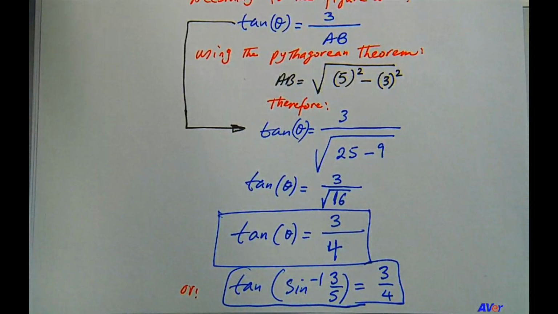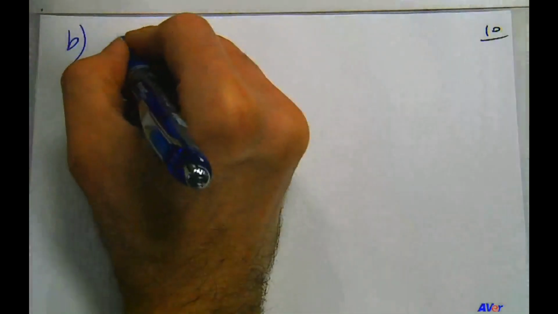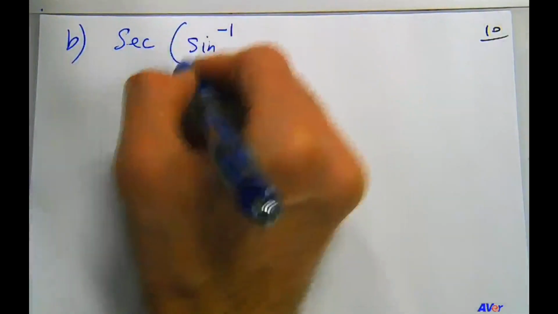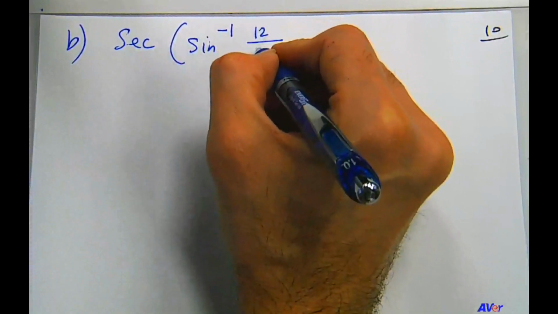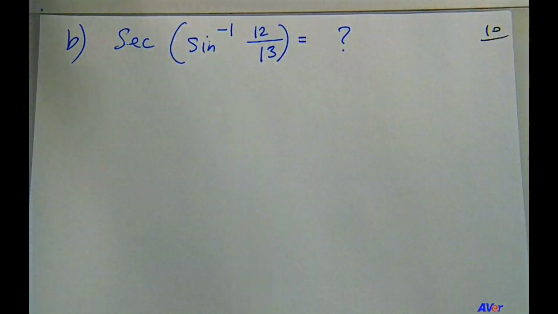Okay, so let's do another example. We want to calculate this quantity, secant of inverse sine of 12 over 13, and that's the question mark. So at this point, you've already seen a similar example.